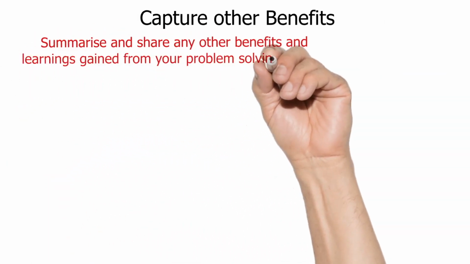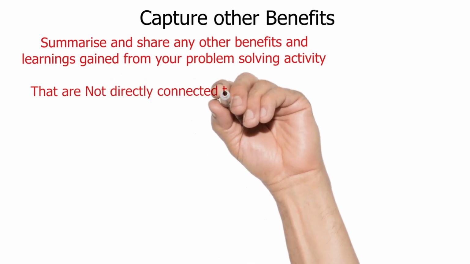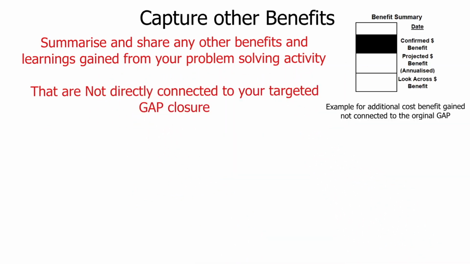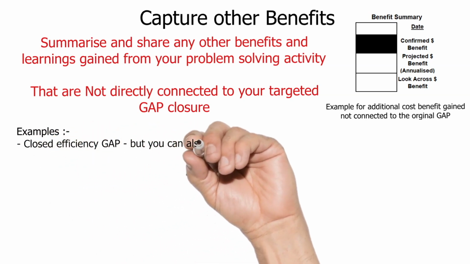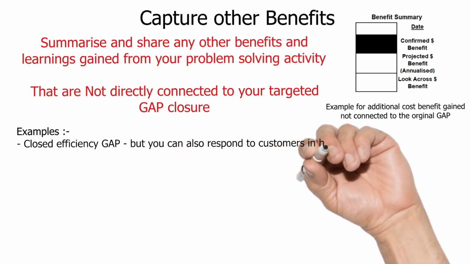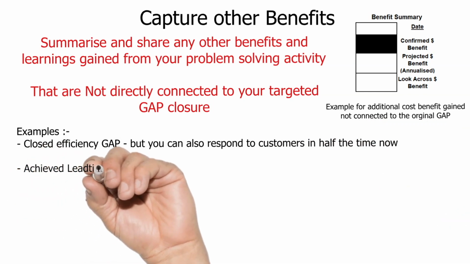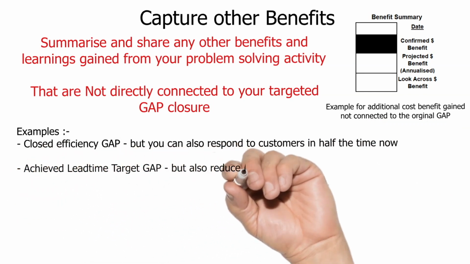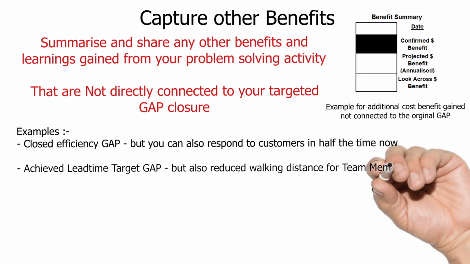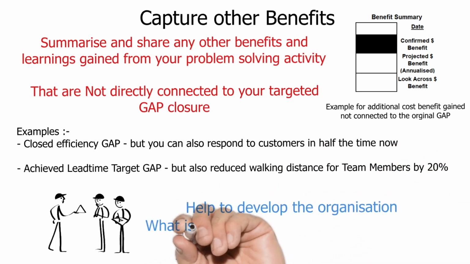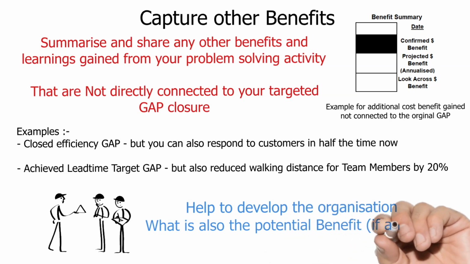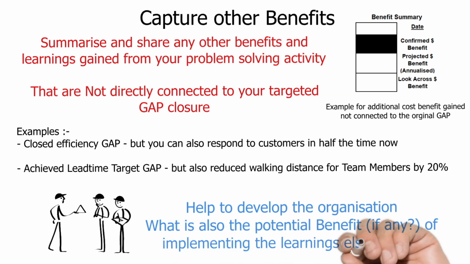Capture other benefits. Summarise and share any other benefits and learnings gained from your problem-solving activity that are not directly connected to your target gap closure. Some examples could be: you closed the efficiency gap, but you can also respond to customers in half the time now. You achieved your lead time target gap, but you also reduced walking distance for team members by 20%. Help to develop the organisation. What is also the potential benefit, if any, of implementing the learnings elsewhere?